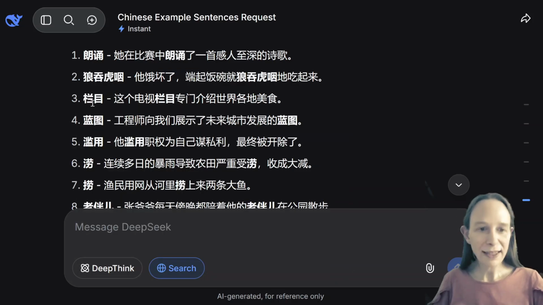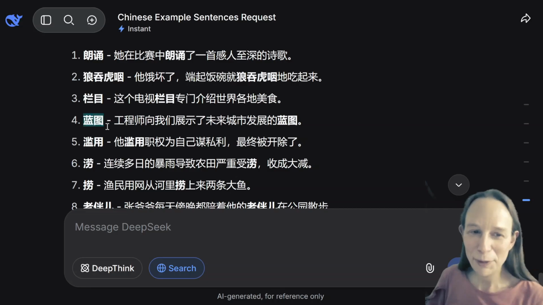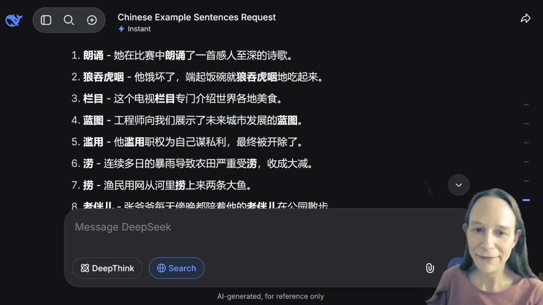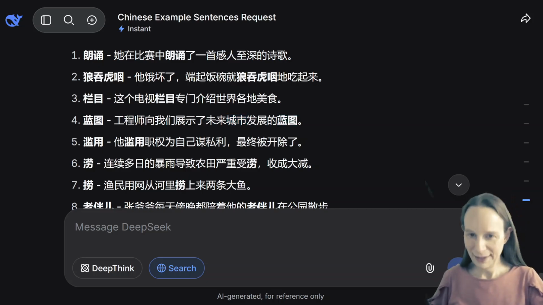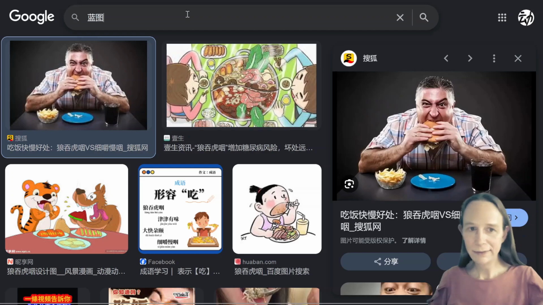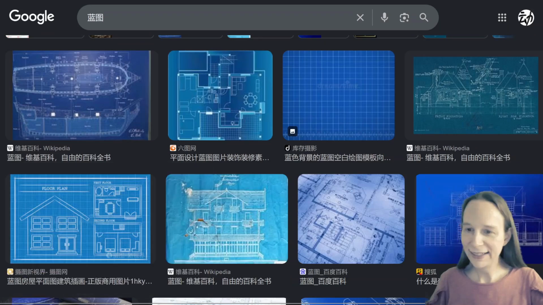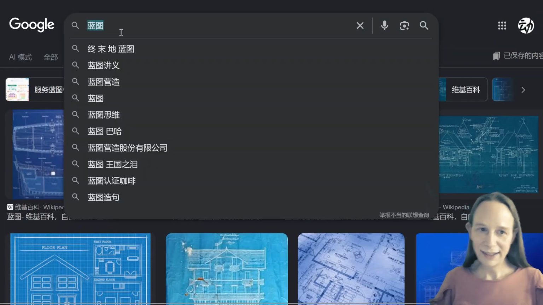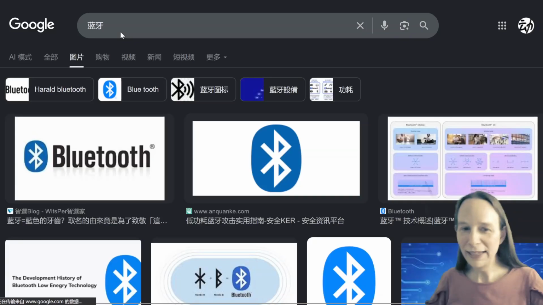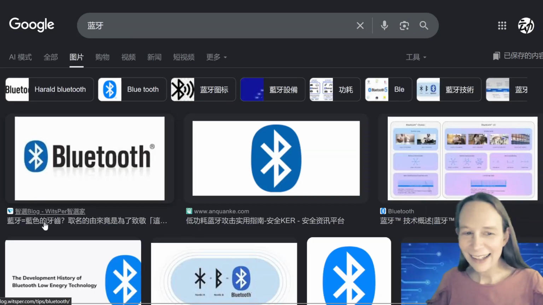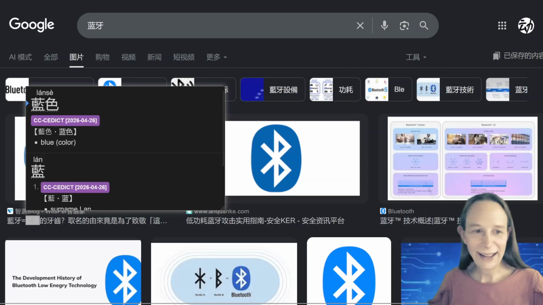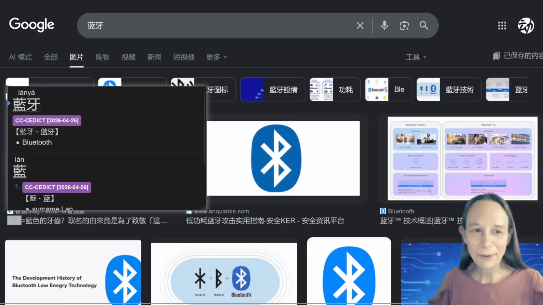Not really. All right. 蓝图. Blueprint. You can probably guess what it means. 工程师向我们展示了未来城市发展的蓝图. Yep, it's literally blueprint, the same as English. I don't think there's anything else to say, really. All right. You know lanya, literally Bluetooth. 蓝色的牙齿, lanya, Bluetooth.